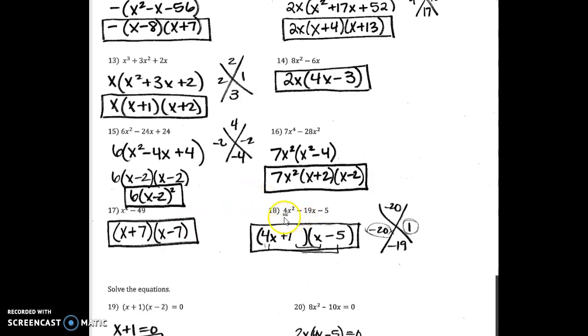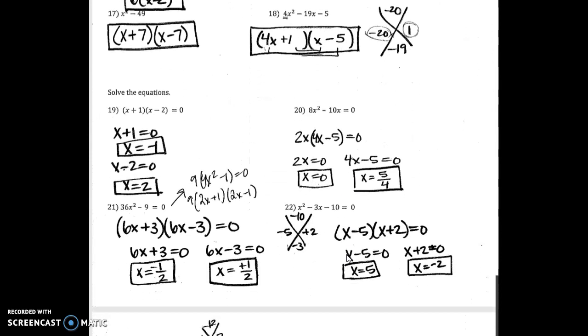No GCF on 18. You might use that slide and divide method, the X method, but remember your first term times your last term has to equal this first term. Your outside, so that's your 4x times your -5 equals, so the outside and your inside, the 1 times the x, together are going to be like terms, and they're going to make your -19. Last, the +1 times the -5 makes the -5.